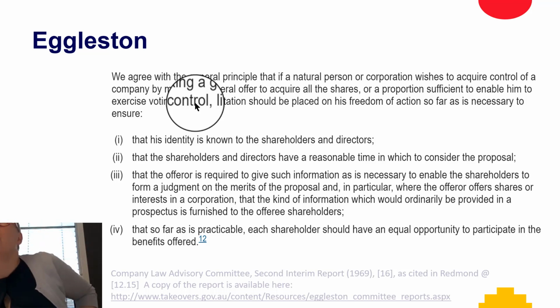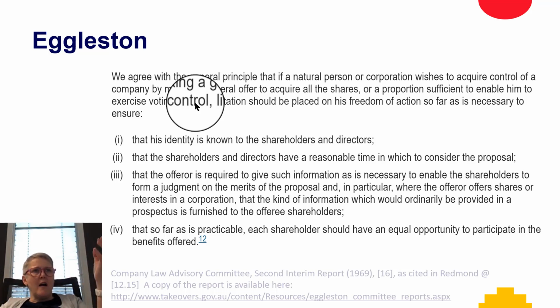And then the last of these values is, so far as is practicable, each shareholder should have an equal opportunity to participate in the benefits offered. So what's that about? Fairness, really. Making sure, for example, that the directors don't find a way to get beneficial treatment of their shares. Whereas others can. So it's about trying to create a level playing field. But that can play out in lots of different ways.